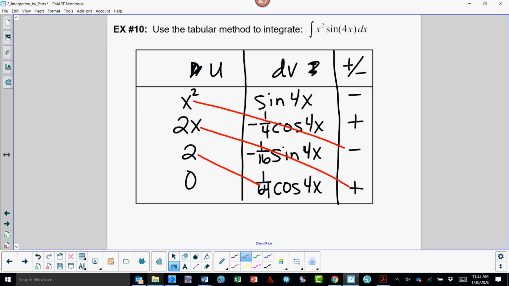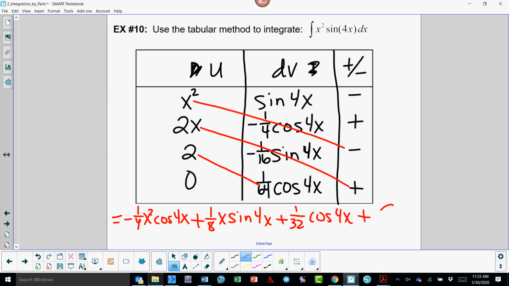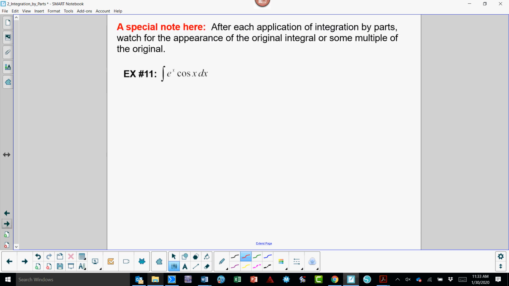So my answer would be that the integral equals negative 1/4 x squared cosine 4x, minus 2x times negative 1/16, so that's going to end up making it plus again, and then 2/16 would be 1/8 x sine 4x, and then plus 2 times 1/64, which would be 1/32 cosine 4x, and then don't forget, always, always, always plus C. Okay? So that's what you do for the table.